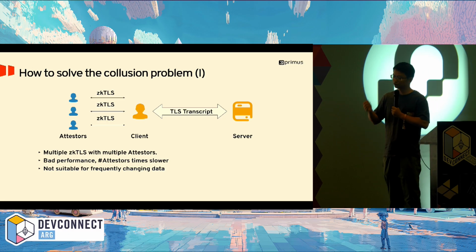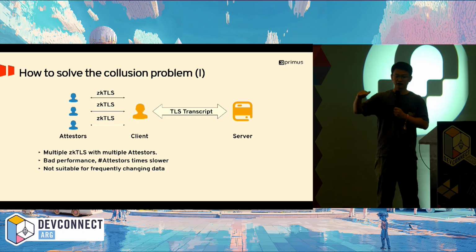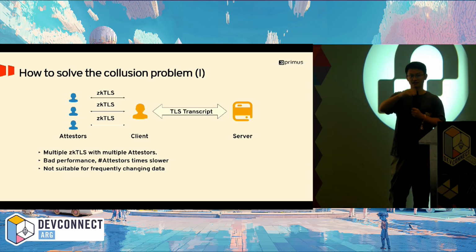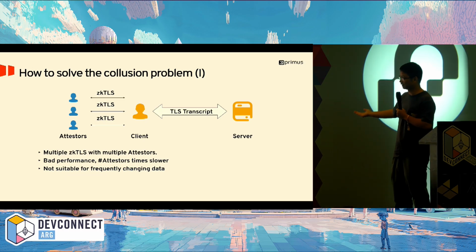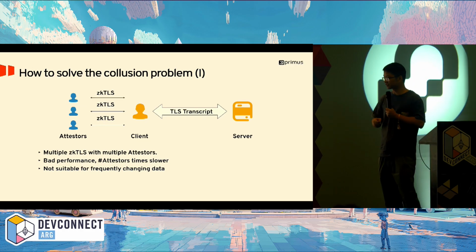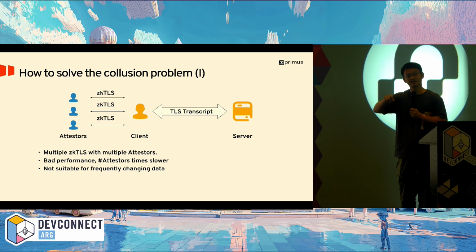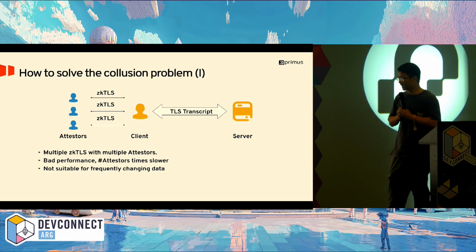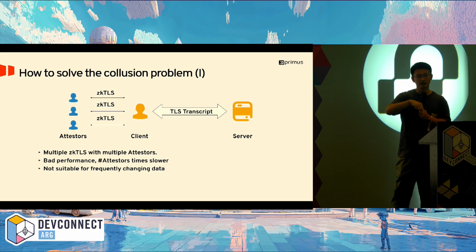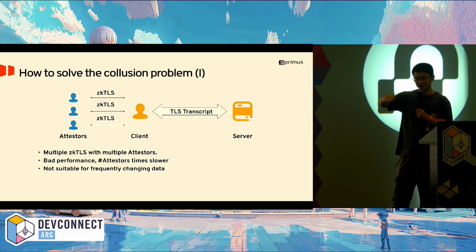If the client wants to do this zkTLS proof, they actually do one zkTLS proof with each attester. And as long as the majority of the attesters sign, then you get a valid attestation. But there are a few issues there. First of all, you have to run zkTLS multiple times, which means the performance is the number of attesters times slower, since you have to run them independently. And the second issue is that this is not suitable for frequently changing data, because you have to spend some time running the zkTLS protocol, and during this time, the data may change.